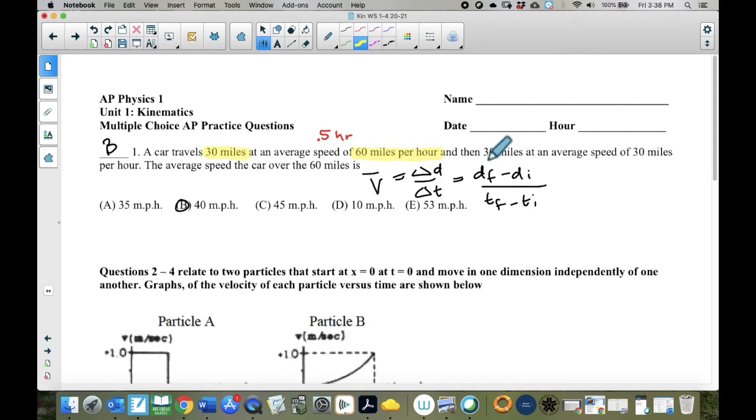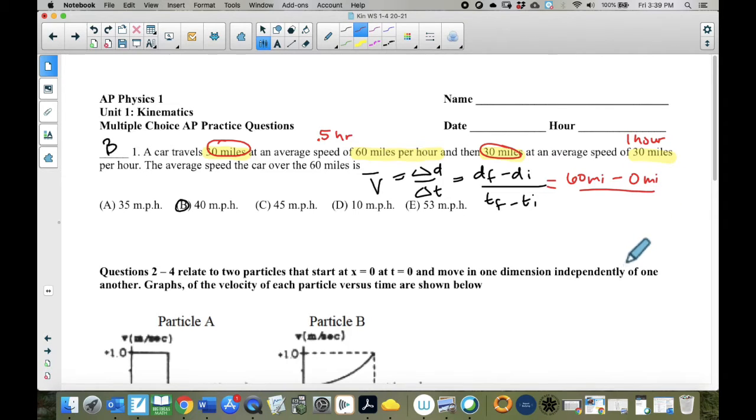Okay, the next part is going 30 miles at 30 miles per hour. So that must be a total of 1 hour. Let's go back to our equation. Final distance minus initial distance, well, we need our distance again. We've got a 30-mile distance here and a 30-mile distance here, so our final distance was 60 miles away. Minus our initial distance, where we started, at 0 miles.